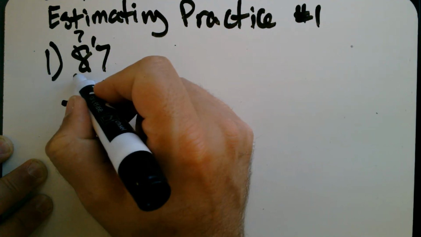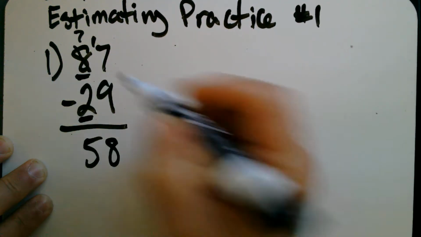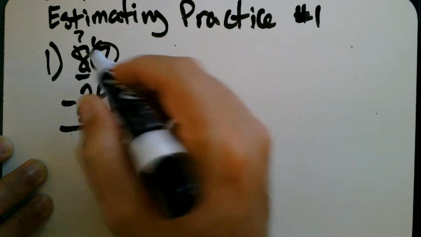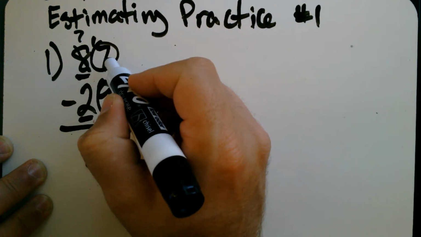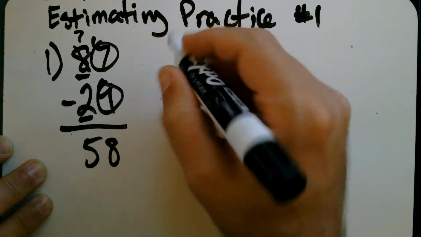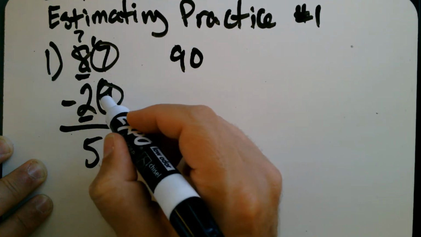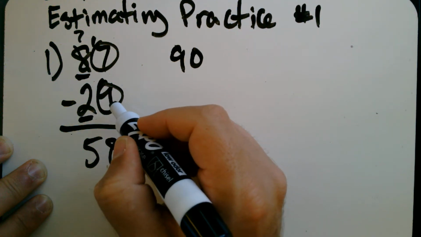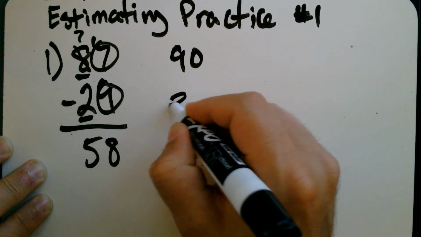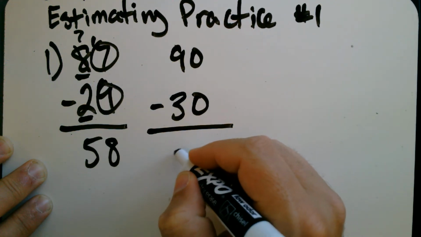I'm going to round to the tens place on both of these. So for this one, I'm going to look at the 7. Because 7 is 5 or more, the 8 would become a 9, so I'd have 90. Here, because the 9 is 5 or more, my 2 becomes a 3. And so I end up with 90 minus 30 gives me 60.